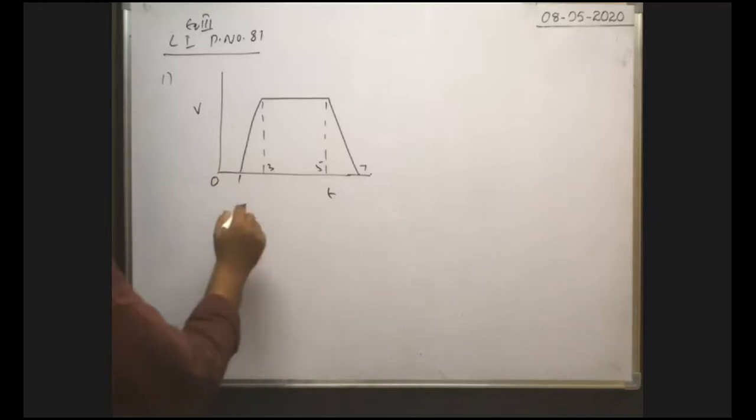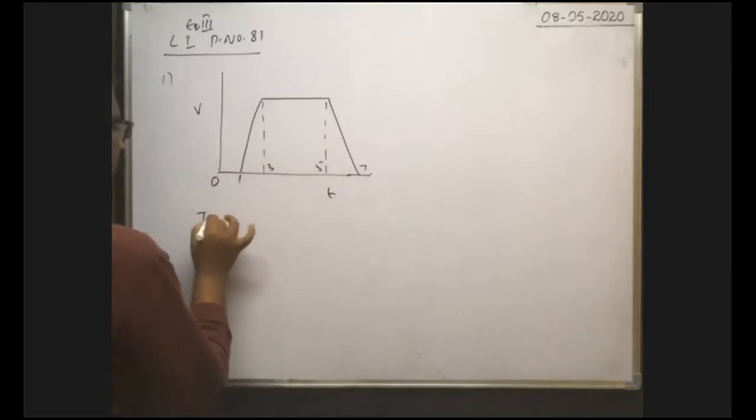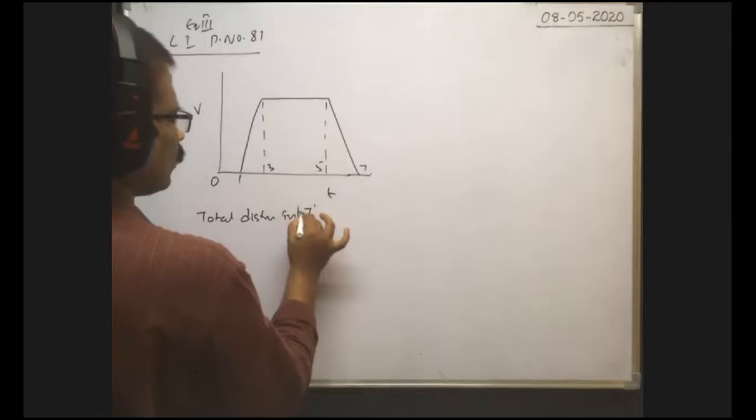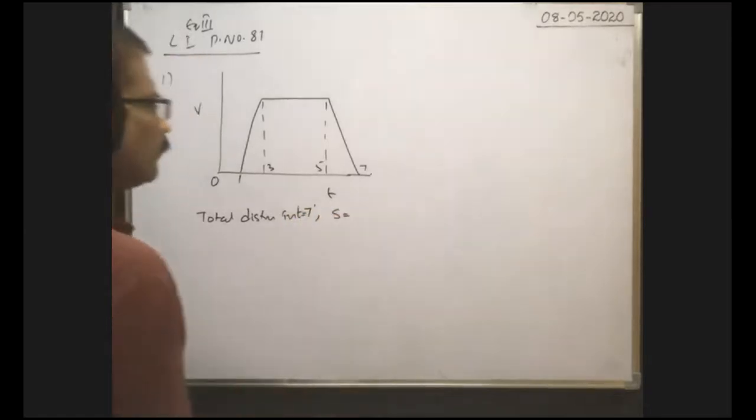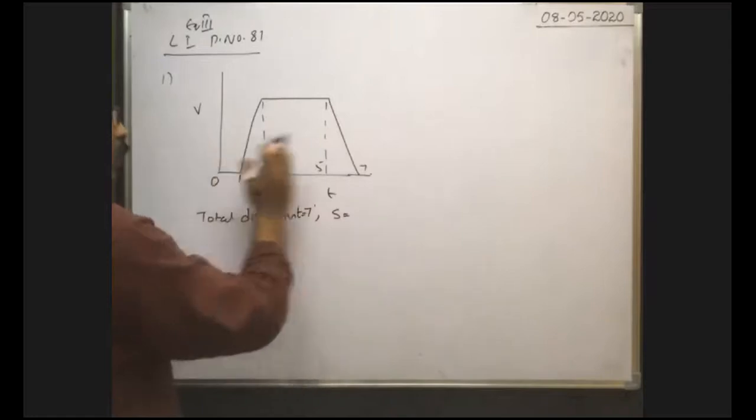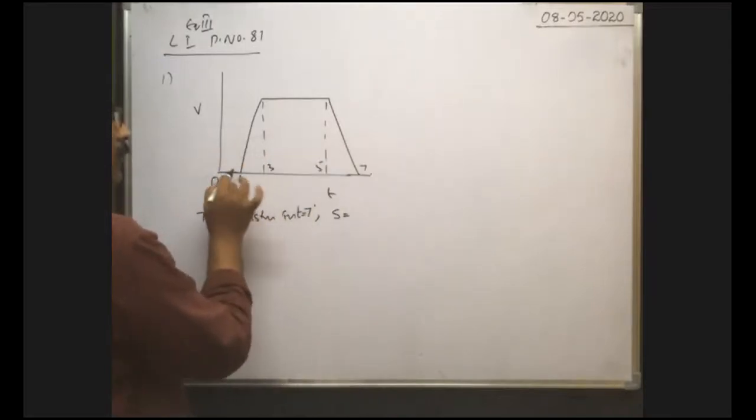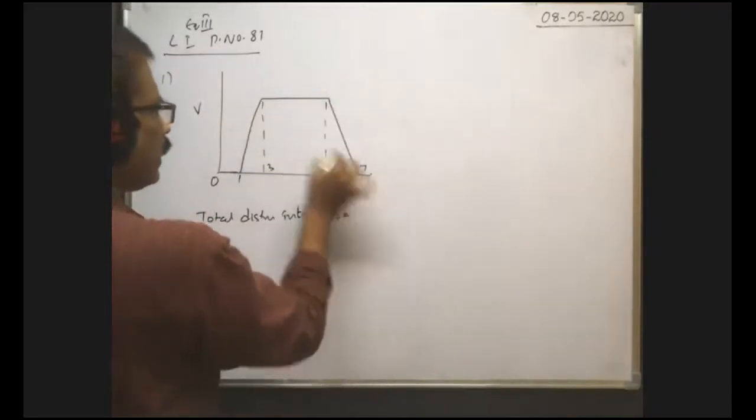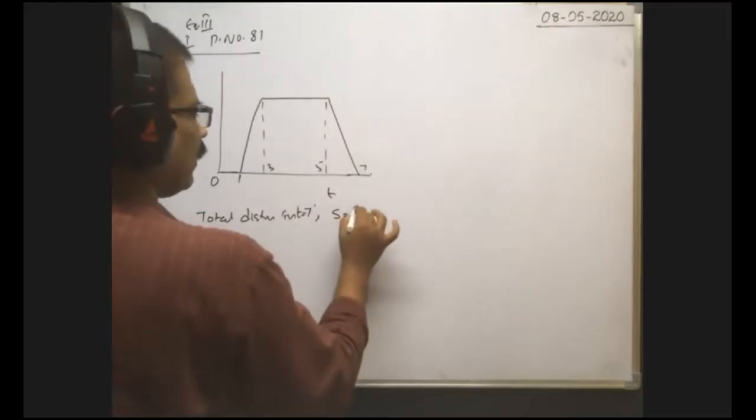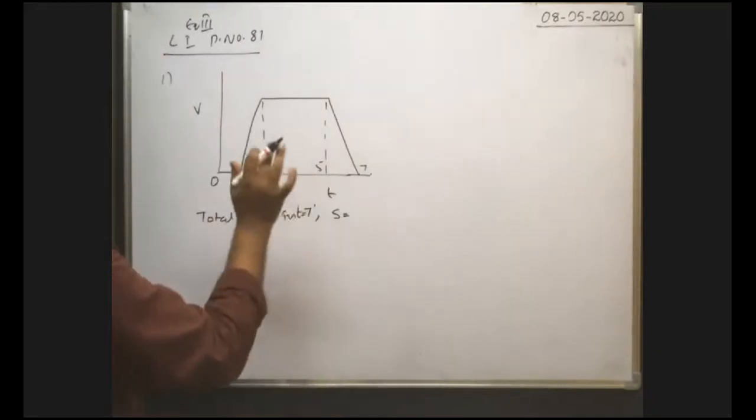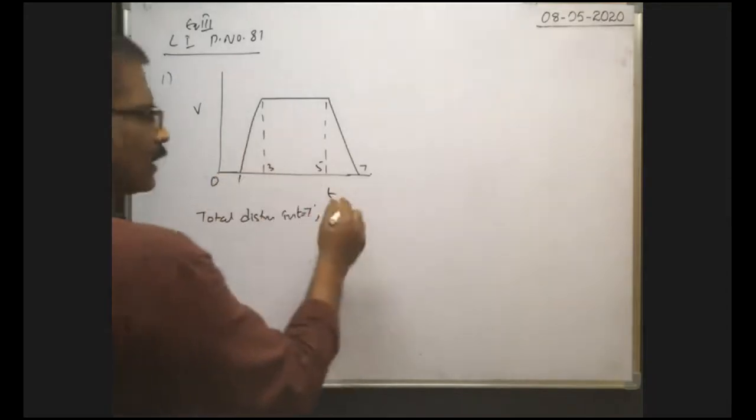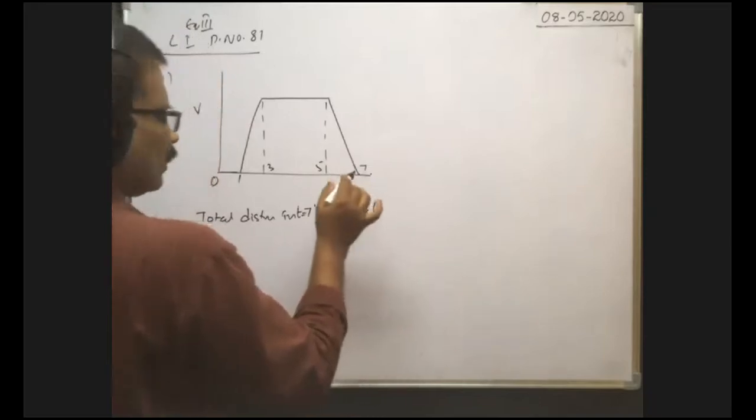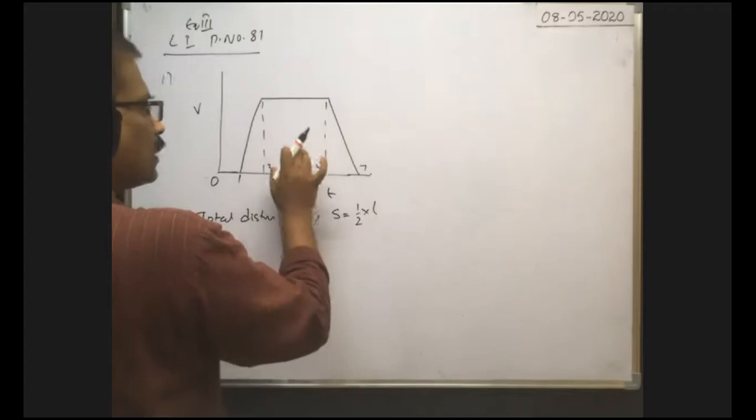Okay, in total 7 seconds, the total distance travelled, s is equal to, tell me: from 0 to 1 the area under the VT graph is 0. Only you take this area. Here it is just like a trapezium, no? Because this side and this side are both parallel to each other. That's why the area of the trapezium gives the displacement or distance travelled by the body. So the area of the trapezium is half into the sum of the lengths of the two parallel sides, into the perpendicular distance between them.